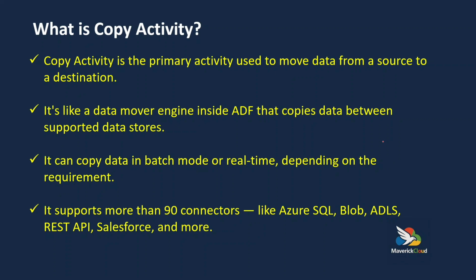Copy activity is a primary activity used to move data from source to destination. It's like a data mover engine where your data resides somewhere in cloud storage, somewhere on an on-prem server or a private network. So if we want to move our data from source to destination, then we have to use Azure Data Factory. Inside Azure Data Factory, we have to use copy activity. This is the very important activity whenever we want to move our data from source to destination.